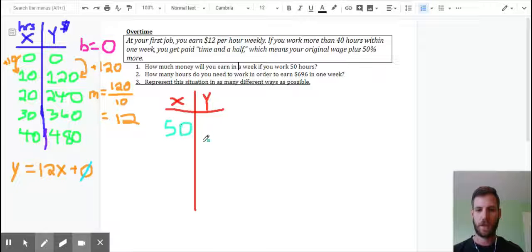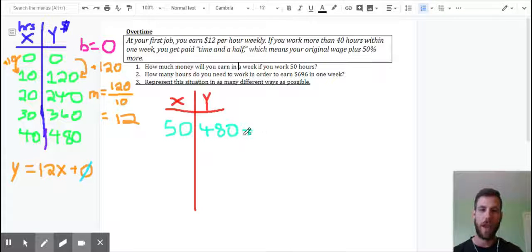So this is answering question number 1. If we can figure out how much we make in a week when we have worked 50 hours. So I already know that for 40 hours, I would make $480. So I've already made that $480. I get to take those first 40 hours and multiply them by 12 again, like I might have done in the table from earlier. But I need to add those next 10 hours.